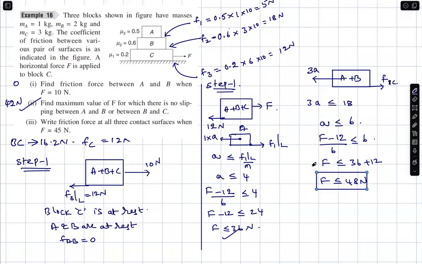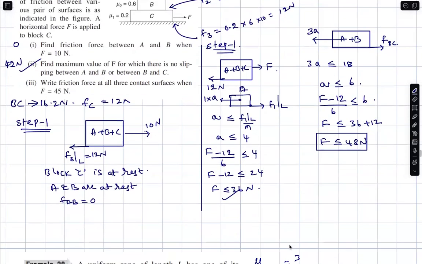So if you apply a 48 newton force, there might be relative motion between B and C. Got the point? Now I want a confirmation from your side. Please tell me yes or no. Boys, yes or no? Clear? Right. Understood. Sir, at rest static friction is equal to force. Correct. Yes, right.